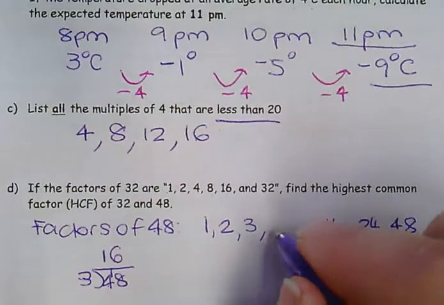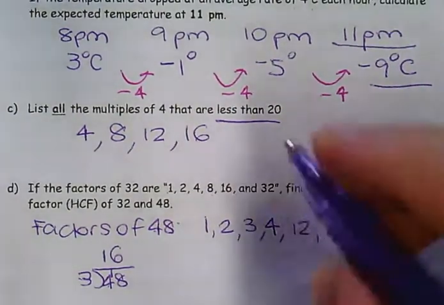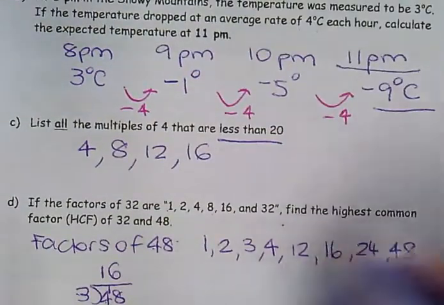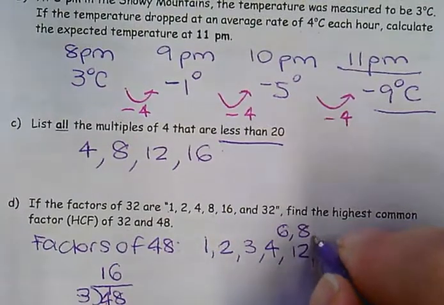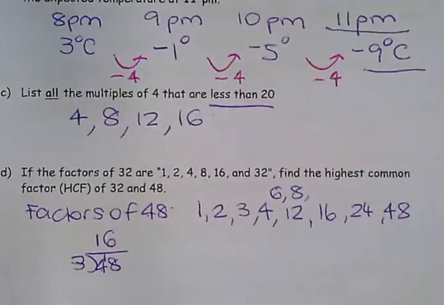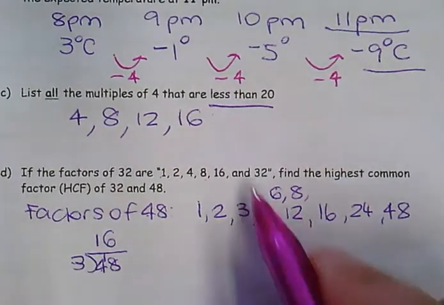Now we know that 4 times 12 is 48, so 4 and 12. So I still need to add some more. I know that 6 goes into 48, and 6 times 8 is 48. And I think that's all the factors. So the next question is to find the highest common factor. So let's look at the highest one here, 32.